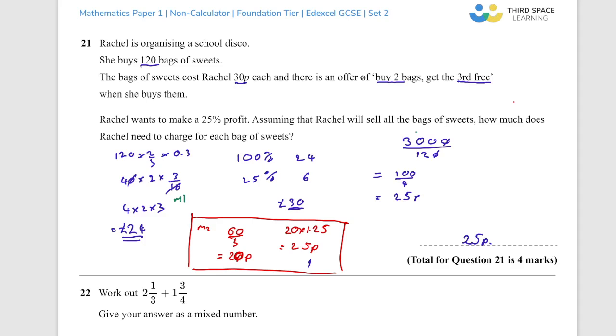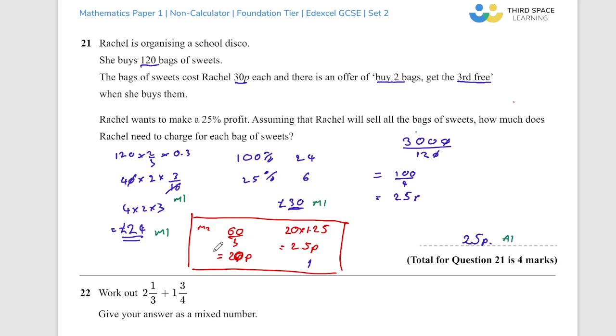And then an M1, 25% calculated, so M1. An M1 for this step here. So M1, and then an A1 for the 25 pence.